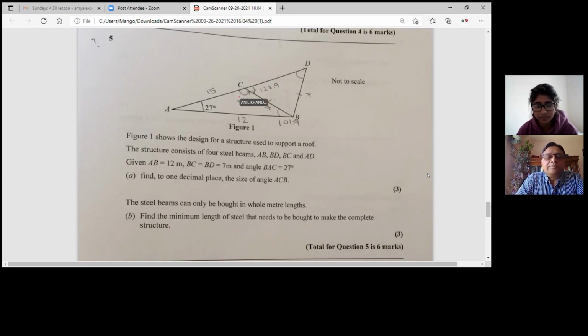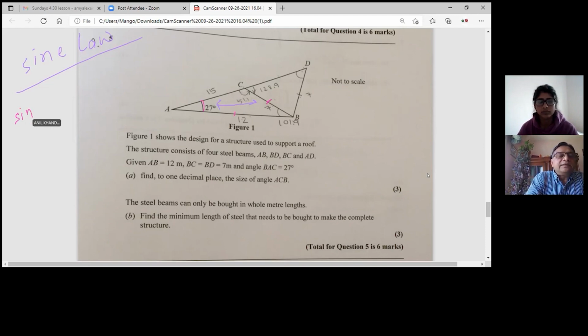Okay, correct. So you are given one angle and you have the other two sides given to you. Since you have a combination of opposite side with the angle, you can apply the sine law, correct? Now, you can apply the sine law and find the angle. So if you apply sine law, what do you get? You get sine of angle, let me write this as ACB, which you need to find, over the side 12 should be equal to sine of 27 degrees over the side 7.